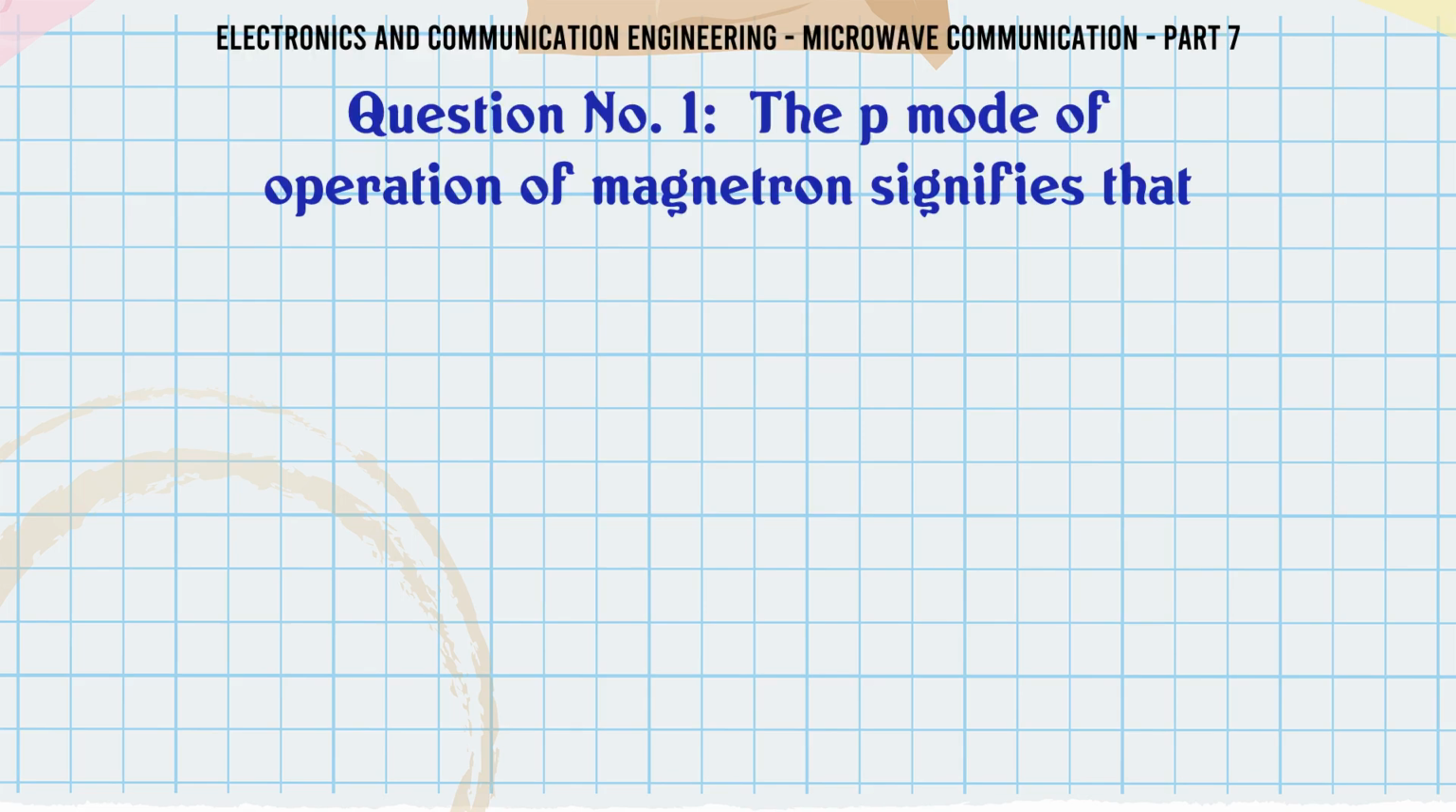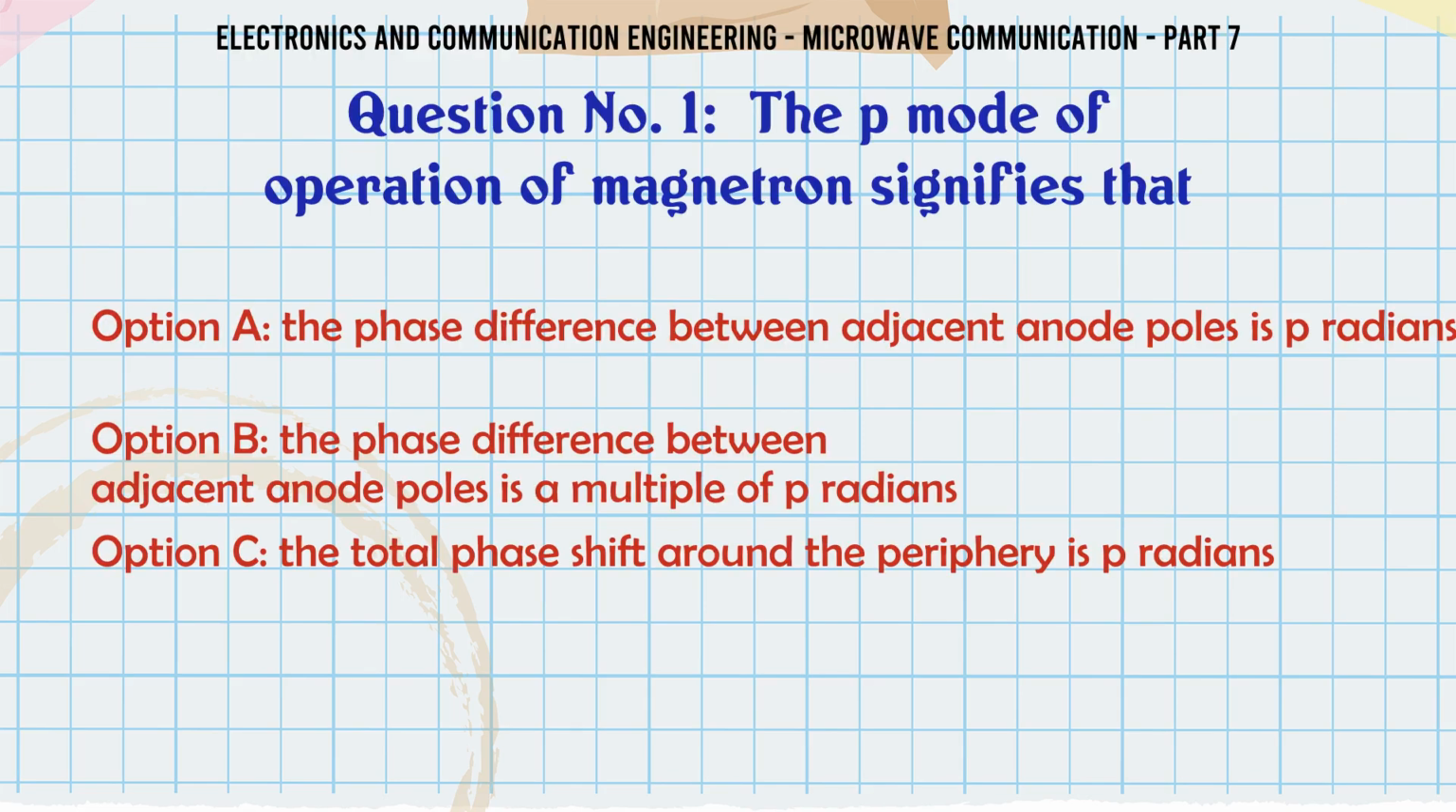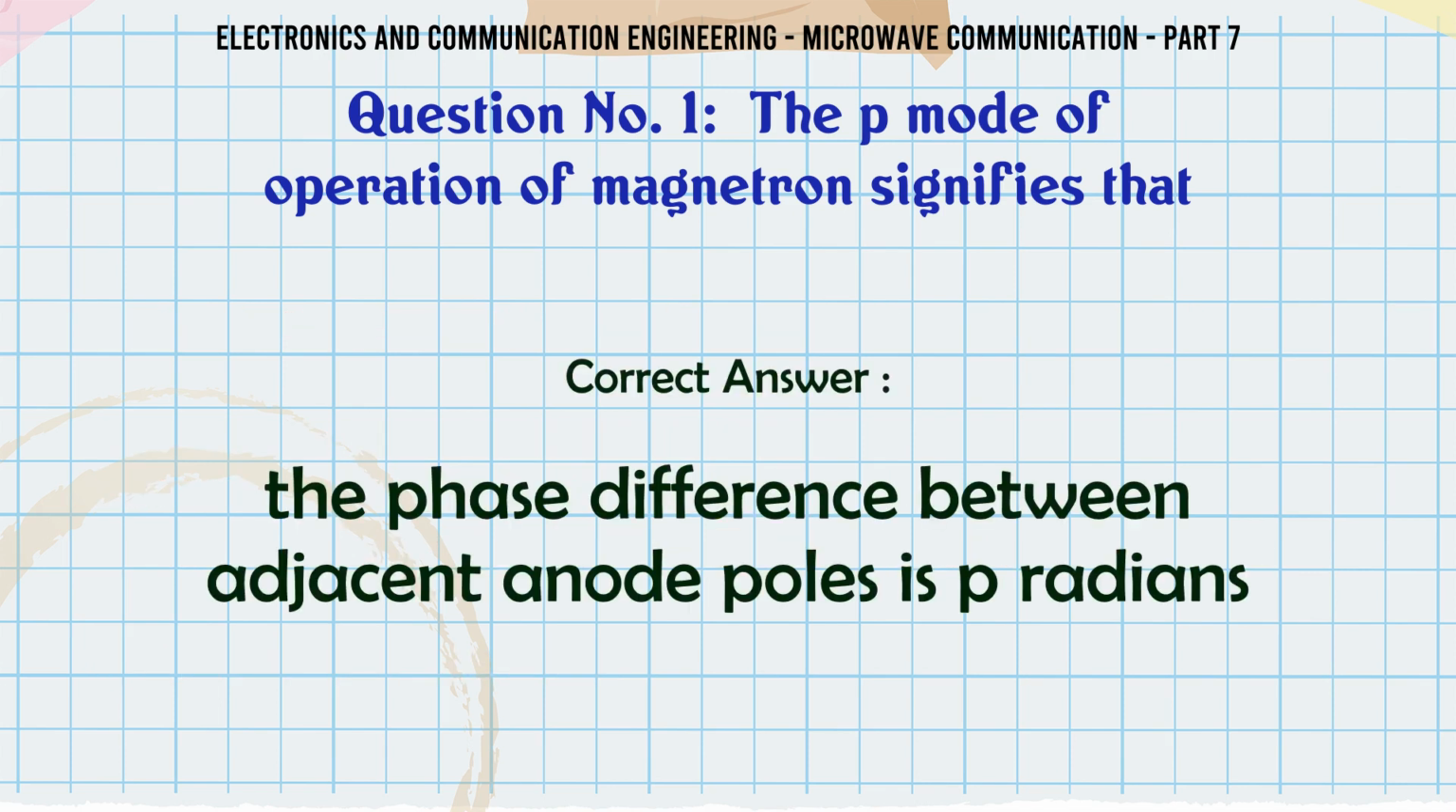The P mode of operation of magnetron signifies that A. the phase difference between adjacent anode poles is P radians. B. The phase difference between adjacent anode poles is a multiple of P radians. C. The total phase shift around the periphery is P radians. D. None of the above. The correct answer is the phase difference between adjacent anode poles is P radians.